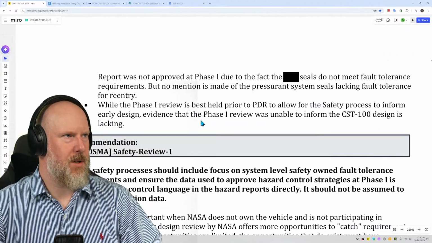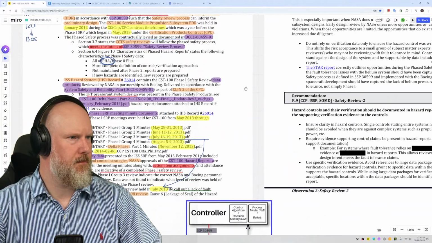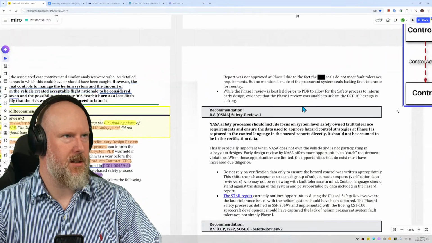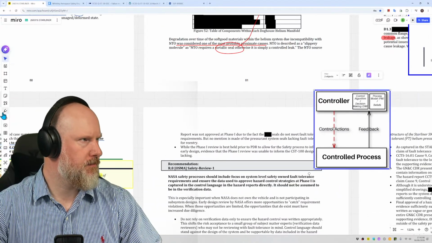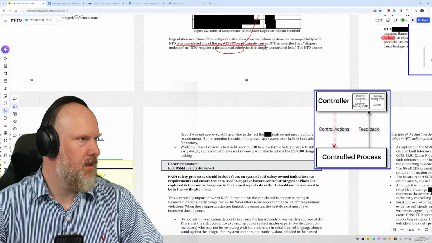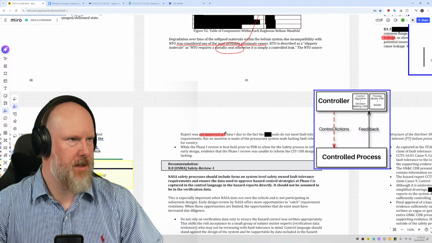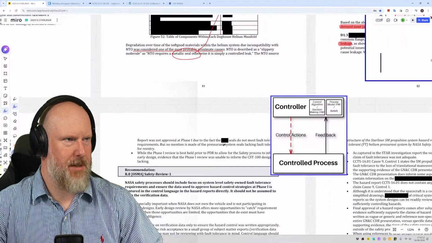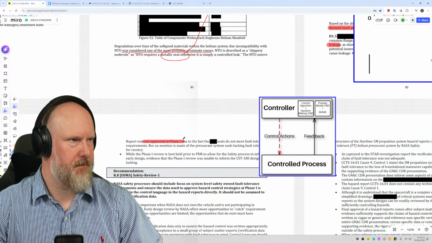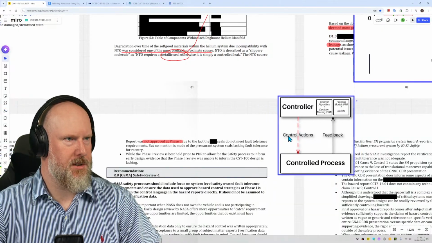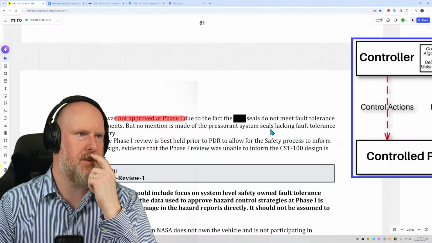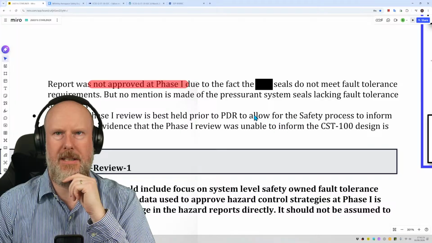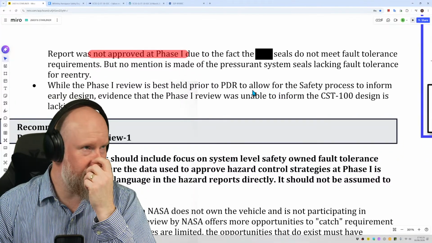Right, anyway, report. So the cause 6 of leakage of the seal of the hazard report was not approved at Phase 1 due to the fact that it did not meet the two fault tolerance requirements, but no mention is made of the pressurant system seals leaking fault tolerance for re-entry.